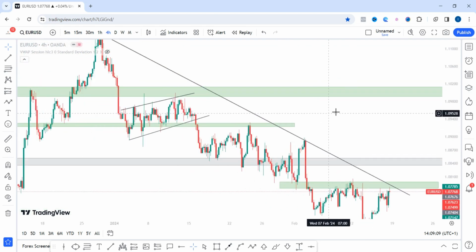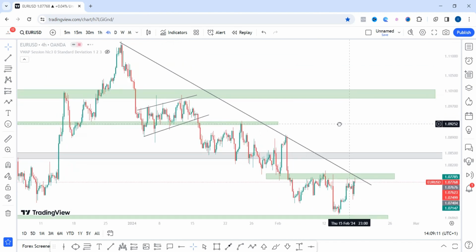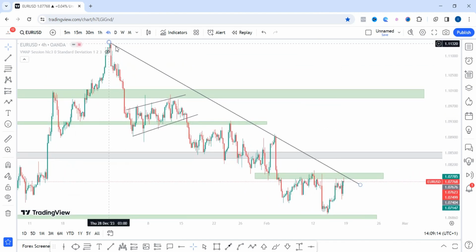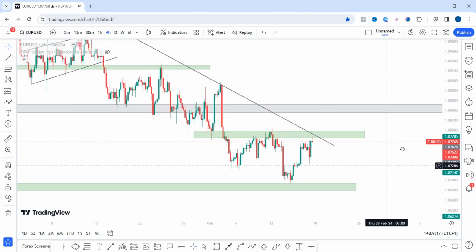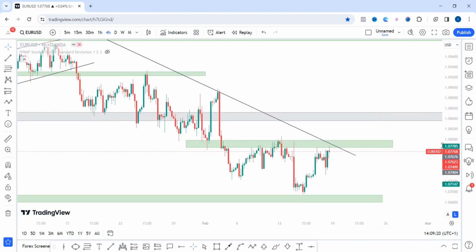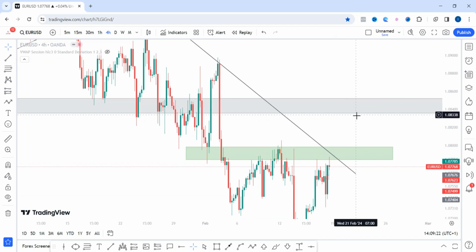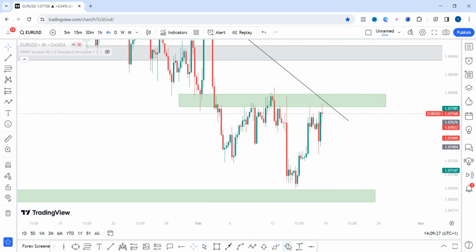Let me squeeze out my chart so that you can see where the trend line is coming from. From the top here, we have one touch, we have the second touch. So I'd like to see price take out that trend line and that green zone before making its way to this gray zone. That is if price wants to go bullish before dropping. But price can easily also drop from where it is at the moment.